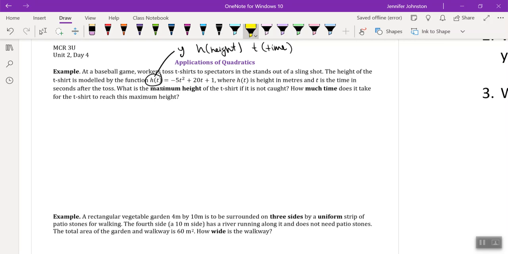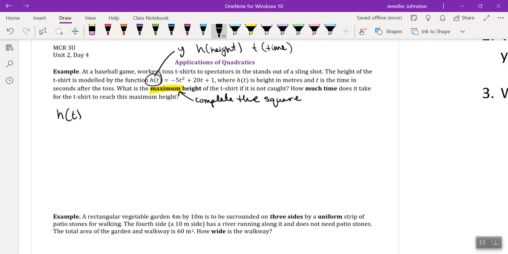Maximum height. Oh, you heard the word maximum. What do you have to find? That means you have to complete the square. And we are looking for the h, which is the y value of the vertex. And how much time did it take to reach this maximum height? That would be the x value of the vertex. Okay, let's go ahead and do that.